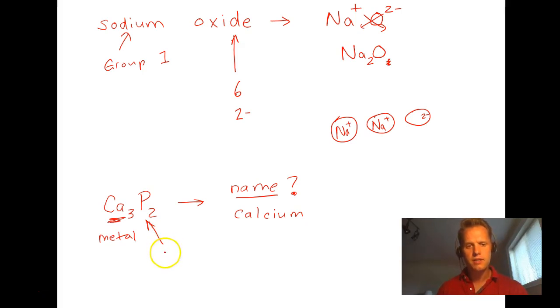And I look for its name and it's phosphorus, but I'm going to change the ending to phosphide. So what you've got to do is get rid of the "us" part and you put "ide" on there and it's calcium phosphide.